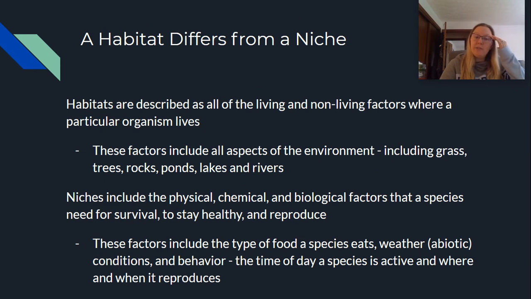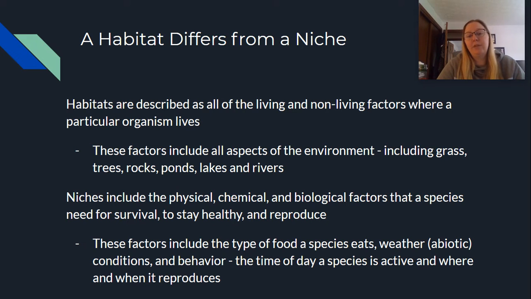So habitats are different from niches. More than one organism can occupy a habitat, but only one organism can occupy the niche. Habitats are described as all the living and non-living factors where a particular organism lives, including all aspects of the environment, including grass, trees, rocks, pond, river, lakes, ocean, things like that.